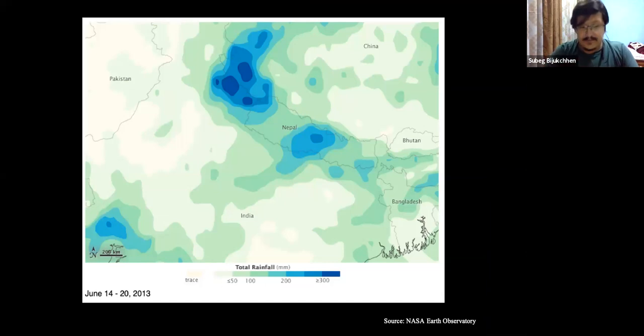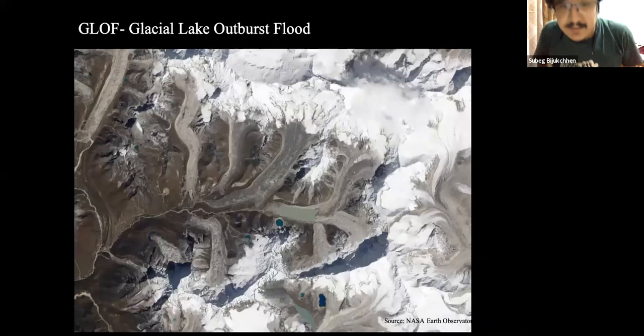So this is, I think, a world precipitation map from that satellite. Please check the website if you are interested, and please contact me if you have anything. Okay. So talking about flood, I will go to a new word: glacial lake outburst flood, or GLOF.